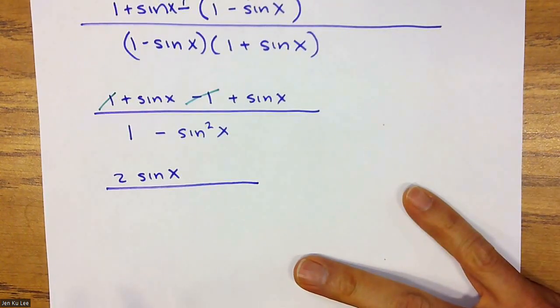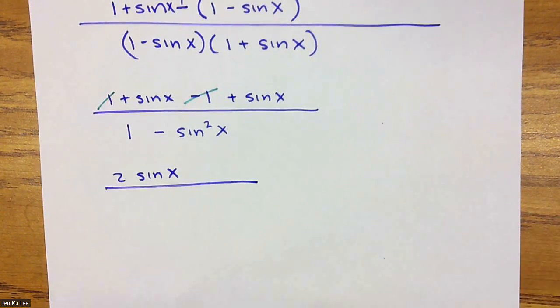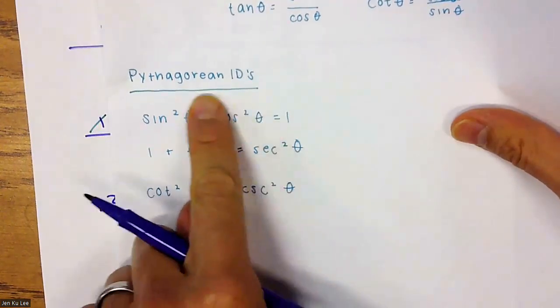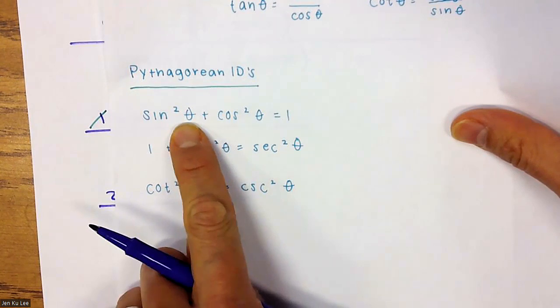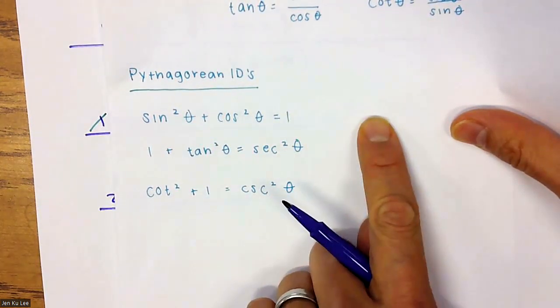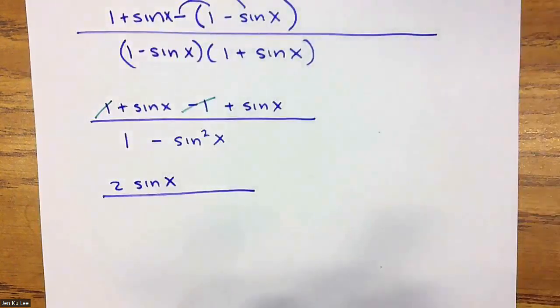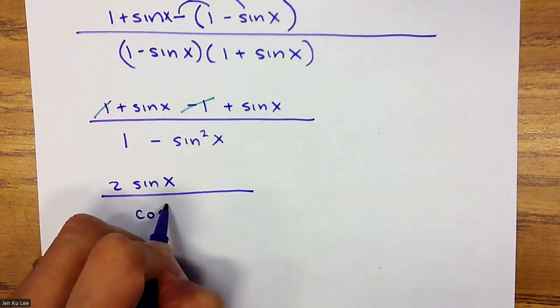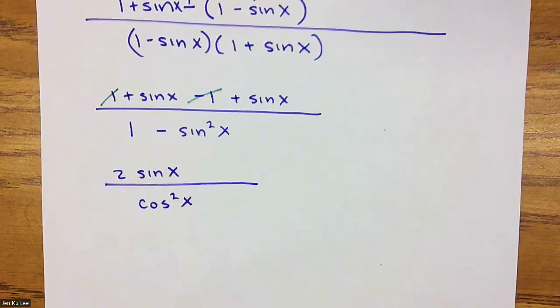What is 1 minus sine squared x? Sine squared again, so I think of my Pythagorean identities. Which one is it? 1 minus sine squared equals cosine squared, right? Yeah, I don't have to show you guys the math behind that. So it's cosine squared x. And now I don't know how to simplify.